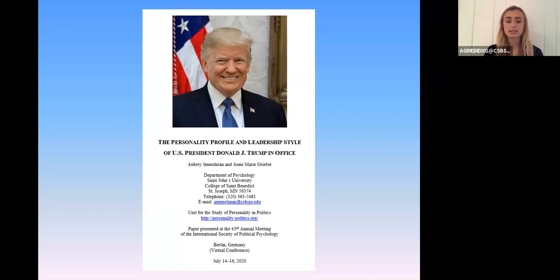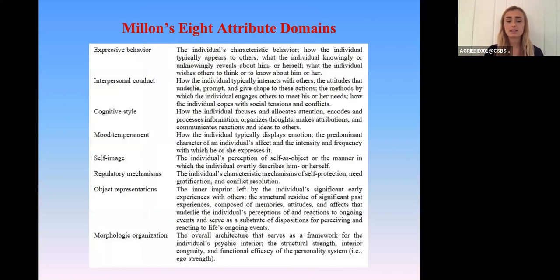The data we collected was synthesized into a personality profile using the method of profiling Dr. Immelman created based on Theodore Millon's theory of personality. His tool, titled the Millon Inventory of Diagnostic Criteria, the MIDC, provides a comprehensive review of Millon's personological model and encompasses 8 attribute domains of behavior.